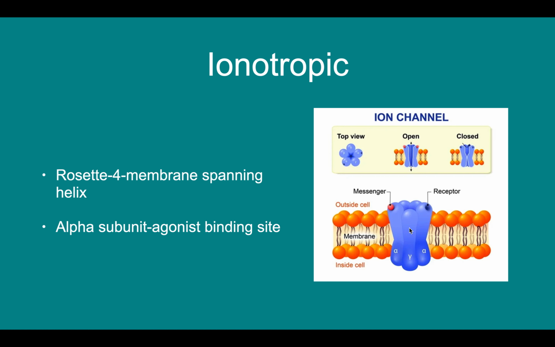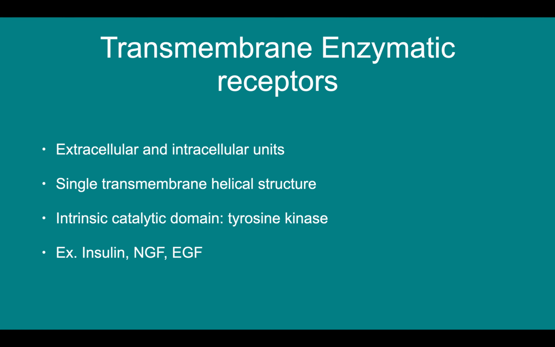Ionotropic is like this flower kind of view. The alpha subunit is going to be the agonist binding site. The transmembrane enzymatic receptor, there's going to be extracellular and intracellular units. It's only one. And the intrinsic catalytic domain you have to remember is tyrosine kinase.